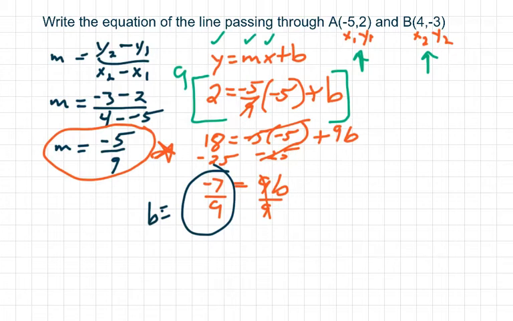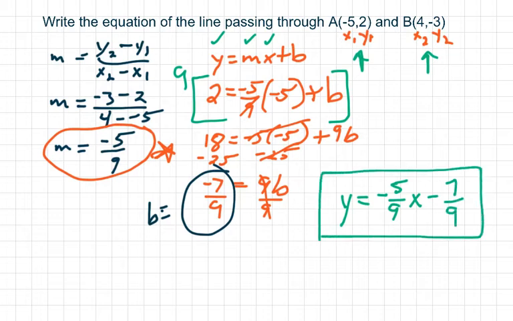So let's go and write our equation of our line now. Down here, y equals -5 over 9 x minus 7 over 9. And there it is in y equals mx plus b form. So that's about as hard as it gets when you got 2 points and a line passing through it.